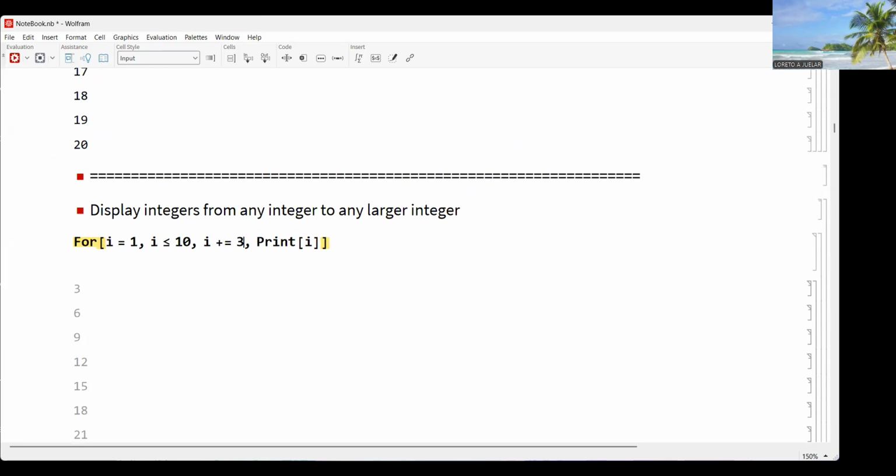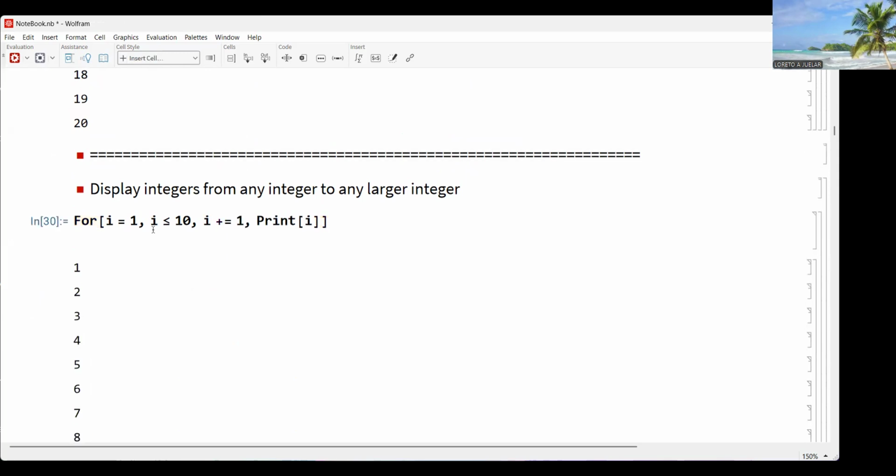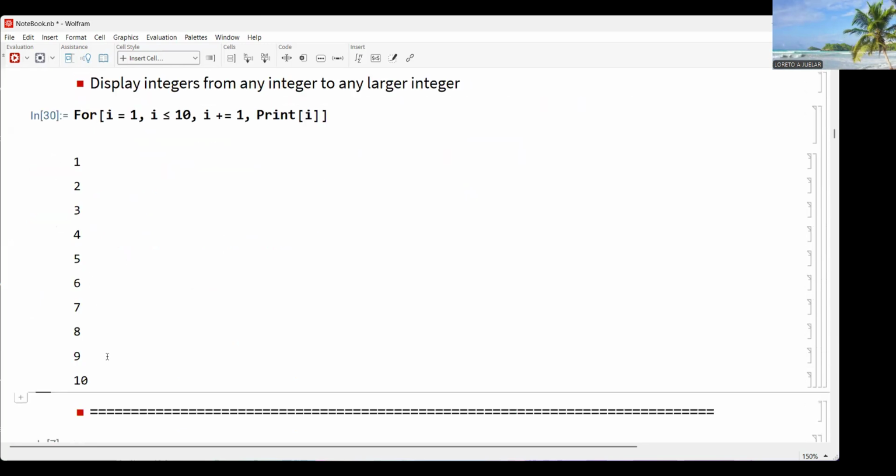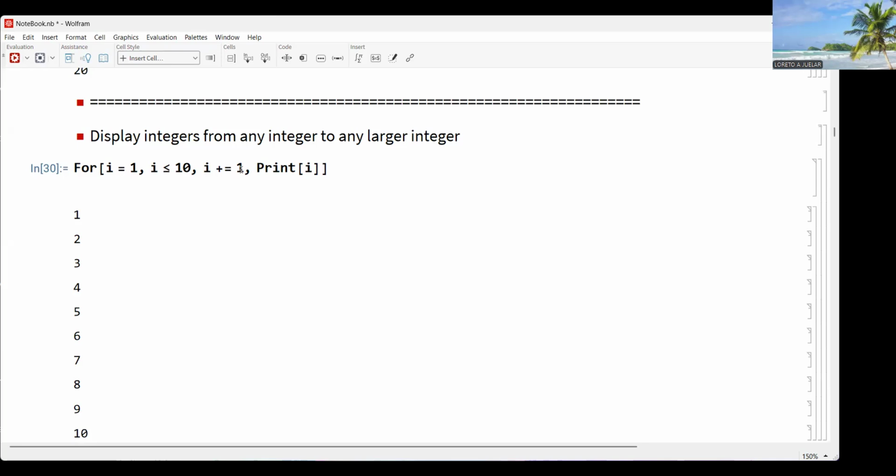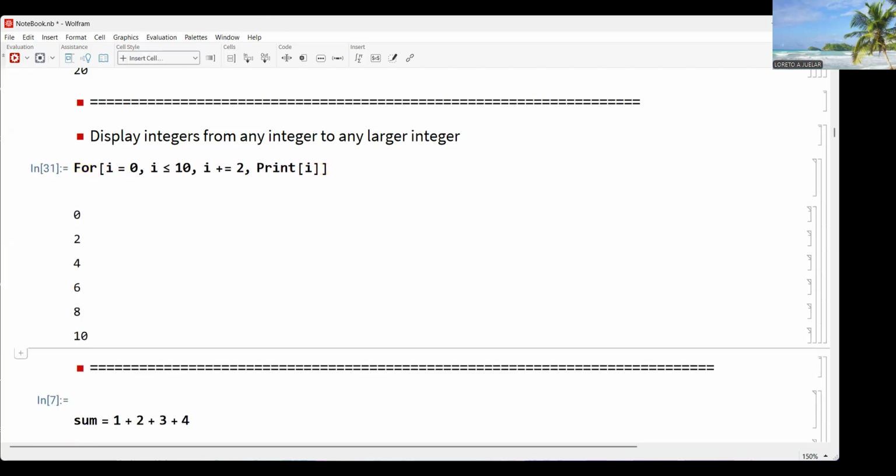And here I is 1 to 1. Okay, so we have the increment of 1 here. 1, 2, 3, 4, 5, 6, up to 10. Now, if the increment is equal to 2, it becomes all even numbers, but you start from 0 here. So you have 0, 2, 4, 6, 8, 10.